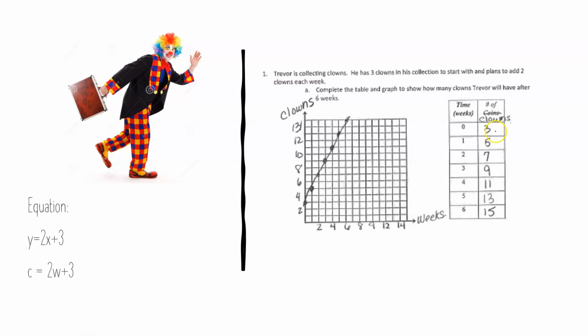So when we fill in the table, we start with 3 right here, and then each week we go up by 2. So there's 1, 5; 2, 7; 3, 9; 4, 11; 5, 13; and 6, 15. On the graph, we're going to put weeks on the X, clowns on the Y. We're going to go up by ones on both axes, and that's what your graph should look like. The equation, either one of these is acceptable: y equals 2x plus 3, or c equals 2w plus 3.